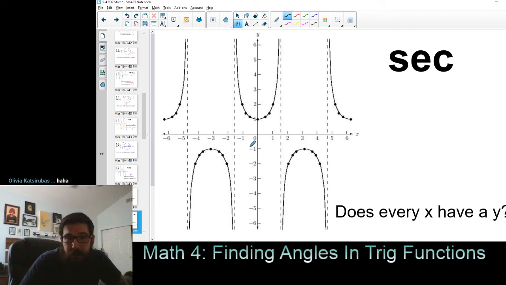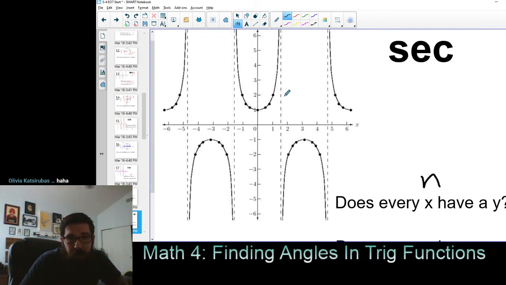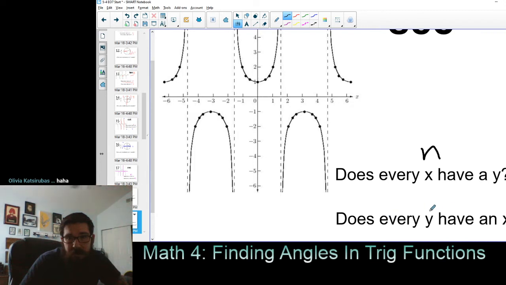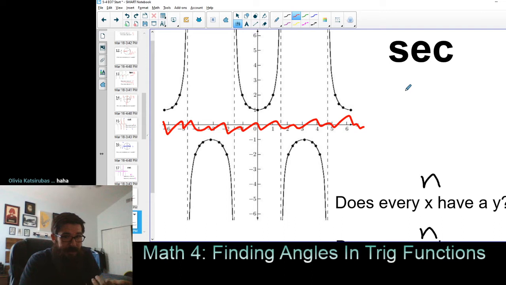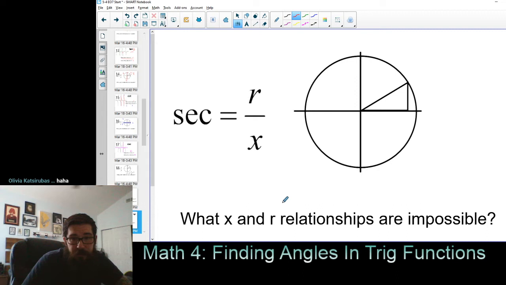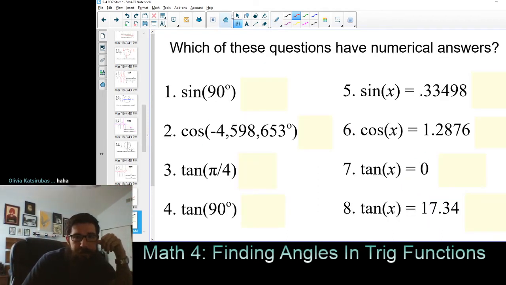Secant's going to be the same sort of deal as well. Does every x have a y? No. We have these multiple asymptotes here. Does every y have an x? Also no. The same sort of reasoning. None of these y values in here secant ever hits. So places where cosine is 0, secant does not exist, because they're reciprocal functions. What sort of relationships are impossible? It's the same idea. The ones that are impossible are going to be times like this, where r over x is less than 1 and greater than negative 1. This can never happen. All right, let's actually put some of this stuff to use here, okay?